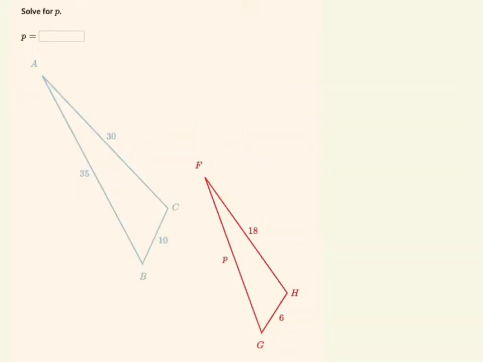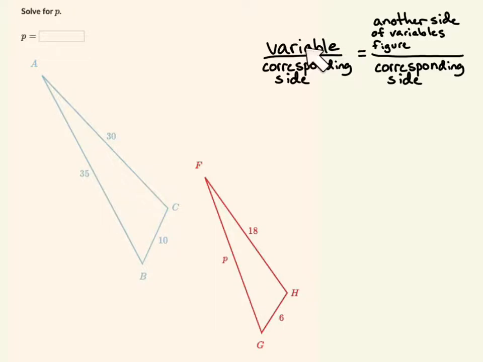These two figures are similar, so I know that the variable over the corresponding side equals another side of the variable figure over its corresponding side. So p over 35, p corresponds to 35. And then I'll try 18 corresponds to, and 18 corresponds to 30. So I can put 30 over that.